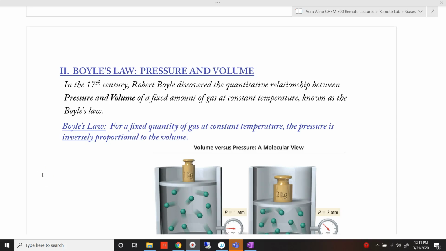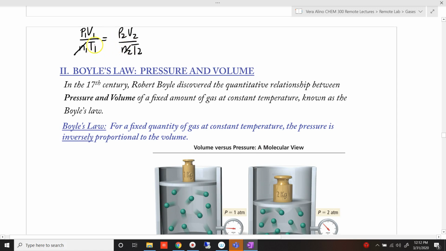Okay, so I'm going to start with Boyle's Law first. If we have our combined gas law, P1V1 over N1T1 is equal to P2V2 over N2T2, Boyle's law basically fixes the amount of gas in the chamber, and so the amount of gas does not change.